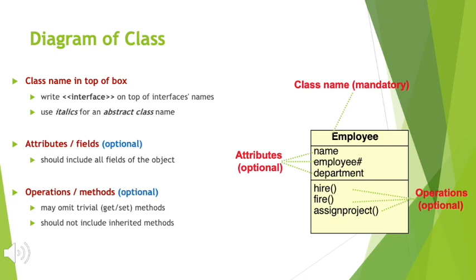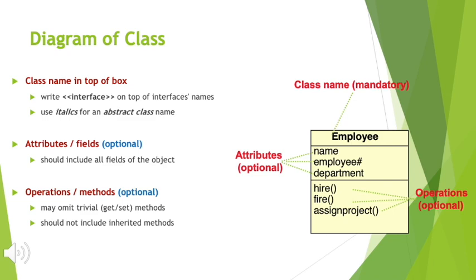The class name will be on top of the box. For example, here you can see the class name is Employee. When you write it, you must use italics for an abstract class name. And then in the second box, you should include the attributes or the fields. This box should include all fields of the objects, for example, name, employee number, and department.